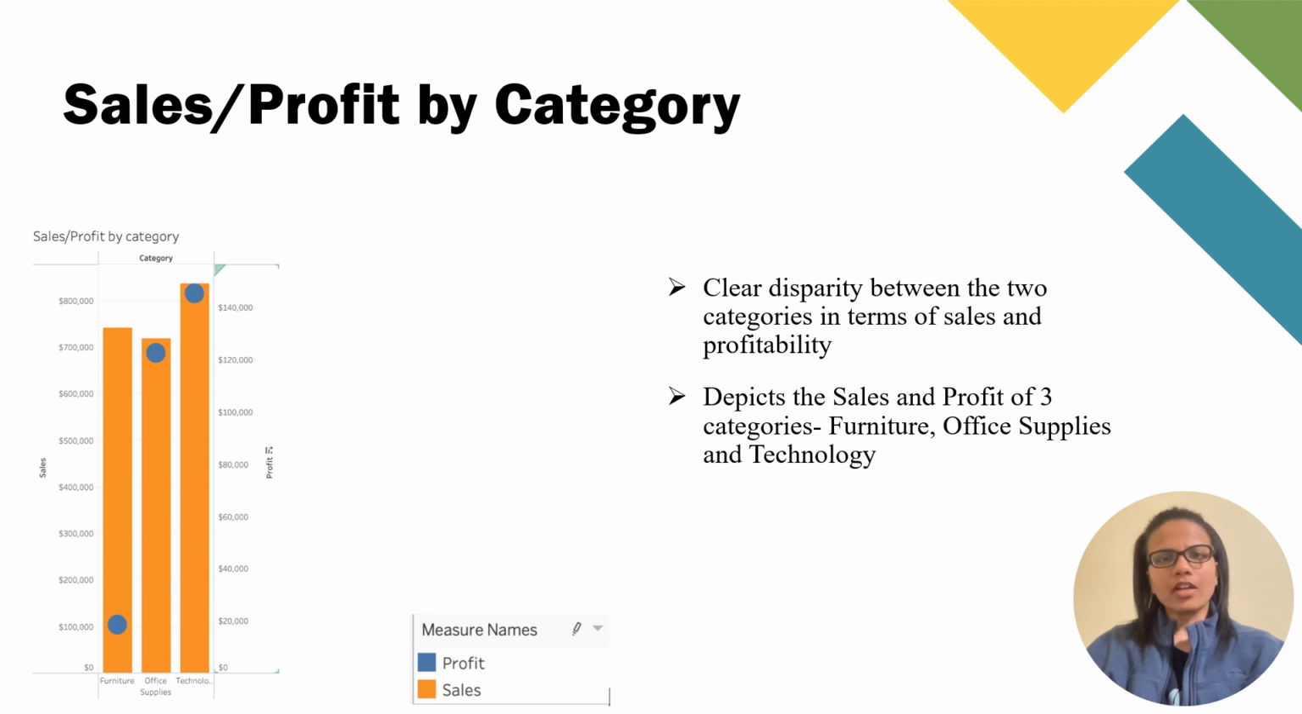The furniture category appears to be struggling with low profit and high sales, which indicates a possible problem with the pricing strategy or high costs associated with the product. On the other hand, the office supplies and technology category appears to be performing well with both high sales and high profit.